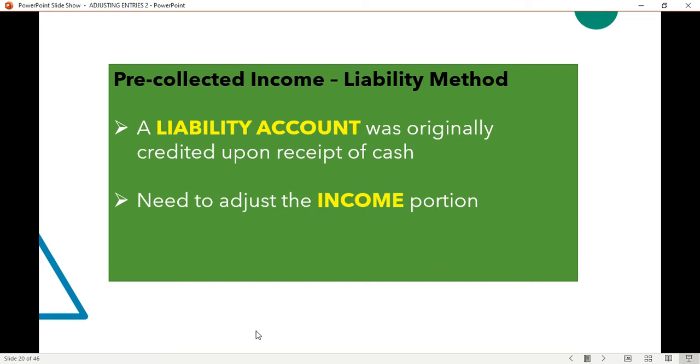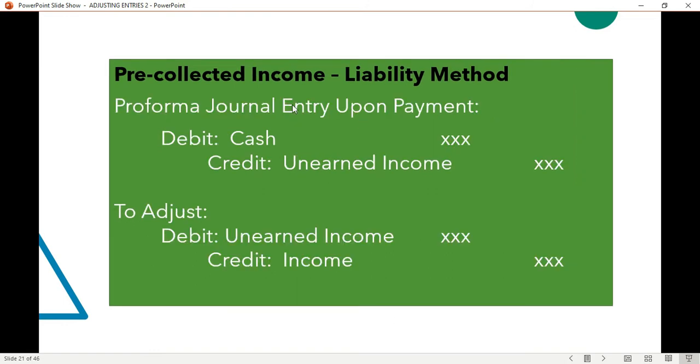Then we have the pre-collected income liability method. What happened here is that when you receive the cash, the pre-collection was credited to a liability account. So at the end of the period, you need to adjust the income portion. Upon receipt of payment from the client, you debit cash, and then you credit unearned income, which is a liability account. This is the original entry.